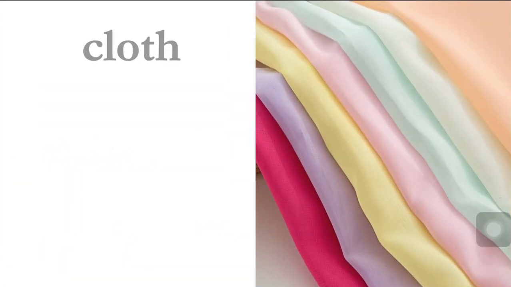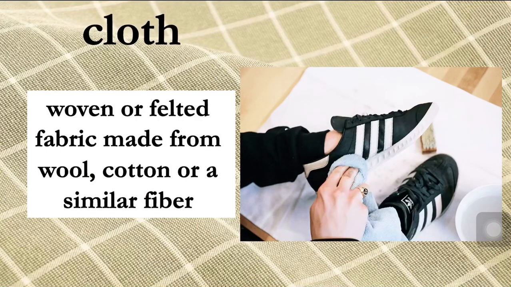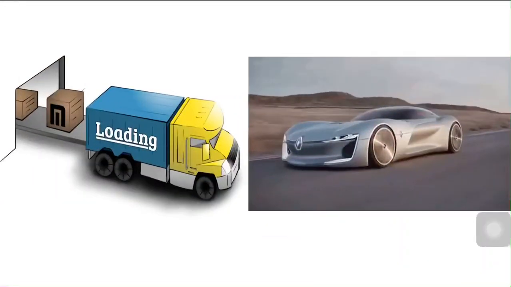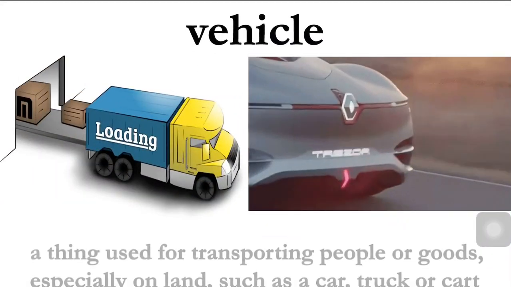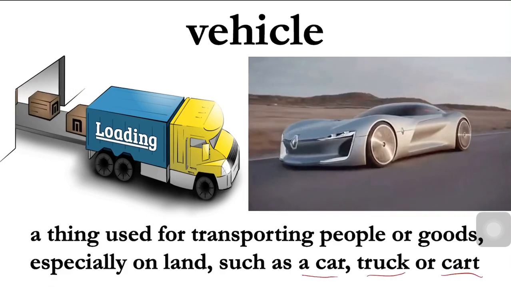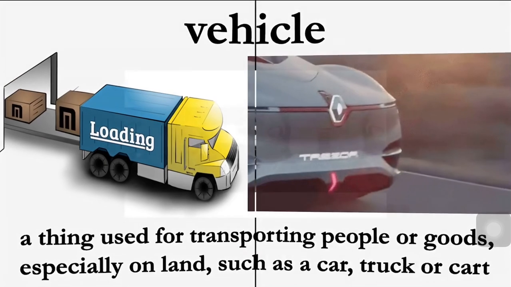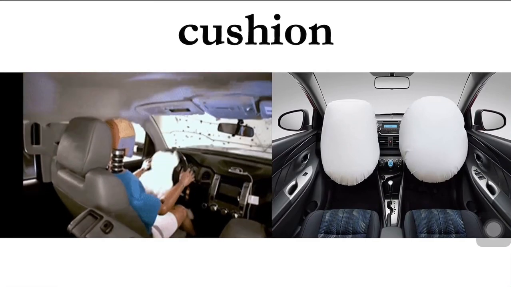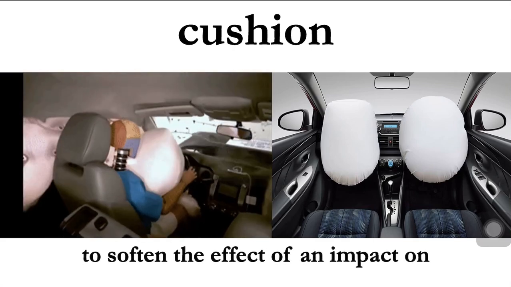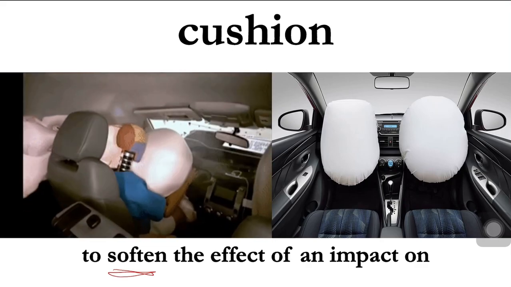Next word is cloth. Cloth is a fabric or woven fabric made from wool, cotton, or fiber. Vehicle. A vehicle is like a car, a truck, or a cart used to get people from one place or transport them from one place to another. Cushion. As you see here, the verb cushion means to soften the impact, to make it lighter so that people won't get hurt.